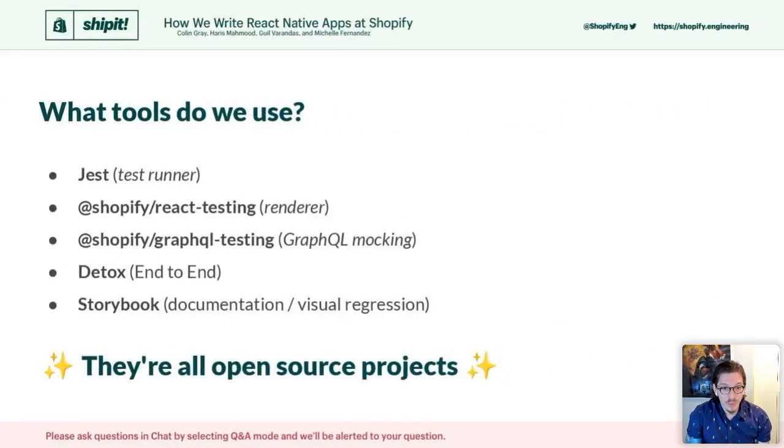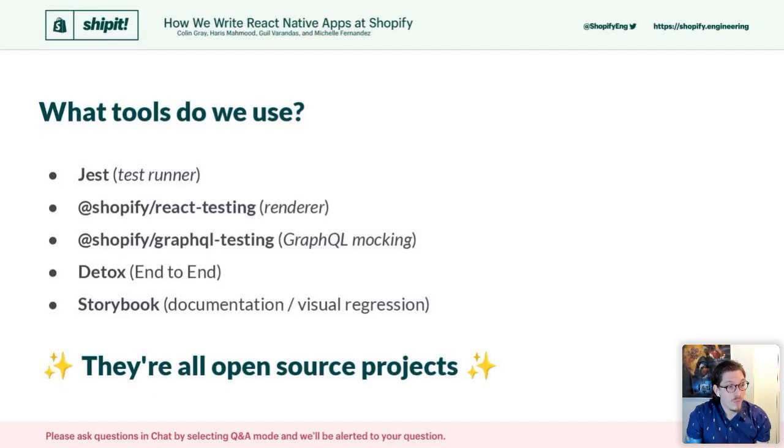I'll leave you with a list of tools that we use to write our tests. This is a pretty standard set. There's nothing new and fancy here. The couple of things that you might notice that are actually different is that we use two Shopify-specific libraries. They're all open source projects, so you can actually check their documentation. They're all on GitHub. I definitely recommend you do.